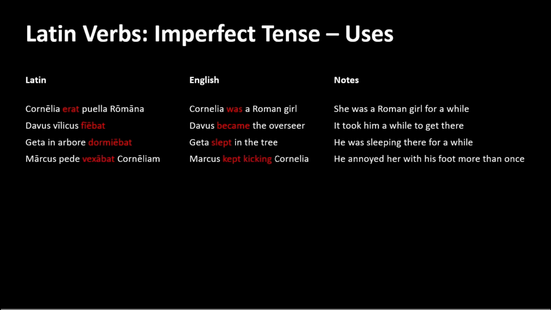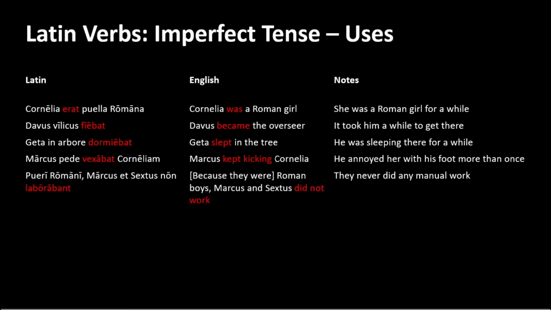Marcus pedibus vexabat Corneliam. I think a good translation of this would be Marcus kept kicking Cornelia. Translating it literally, Marcus was annoying Cornelia with his foot. That is a safe translation, but it's not a very good one. You look at what the author is saying and you ask, what would he have said had he been writing in English? Obviously, Marcus kept kicking Cornelia. He annoyed her with his foot more than once.